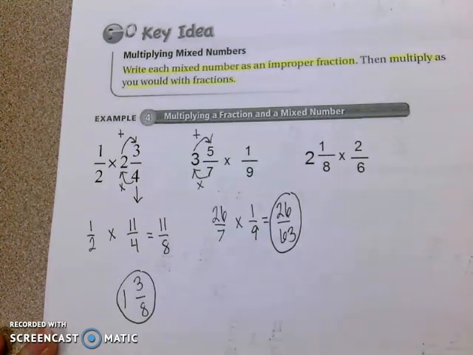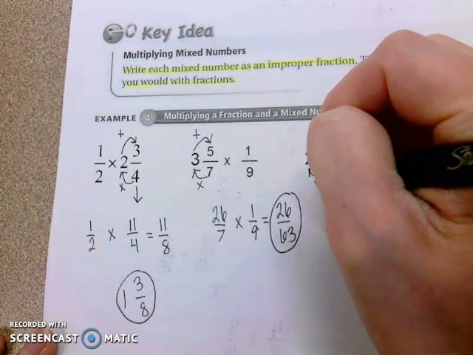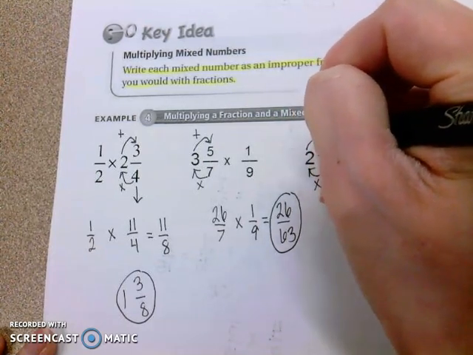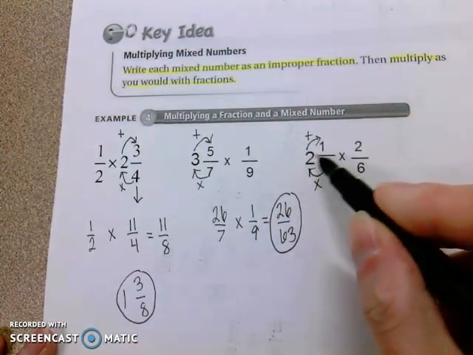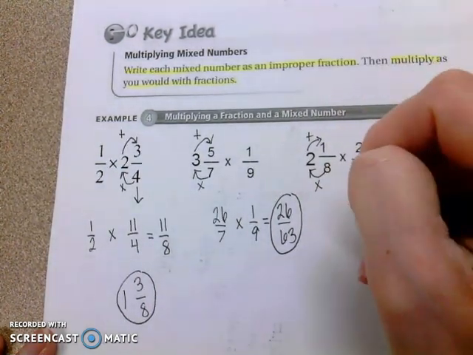Okay, last example on this page. So 8 times 2 and 2 times 1 is what I'm adding. So 8 times 2 is 16, and then I'm adding the 1, so I get 17 eighths.